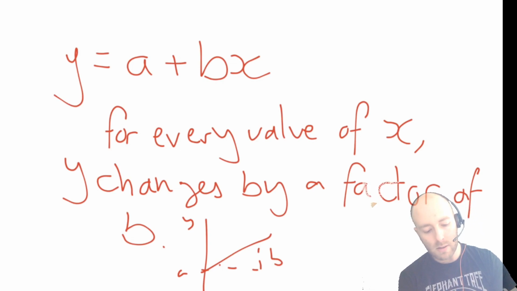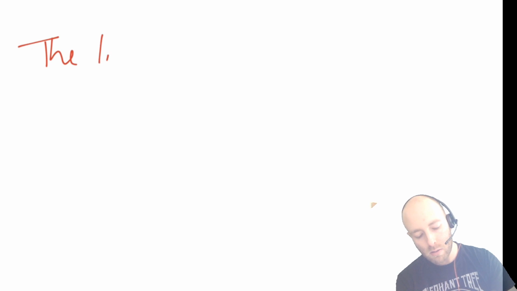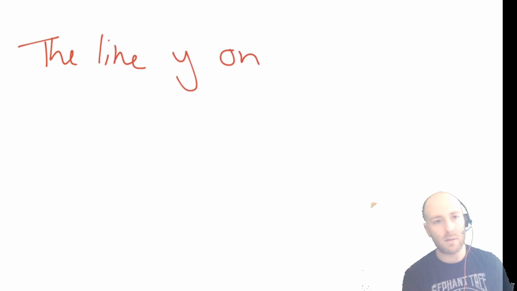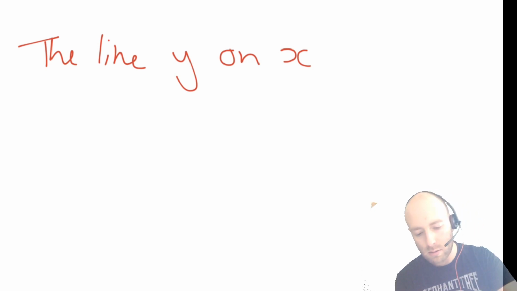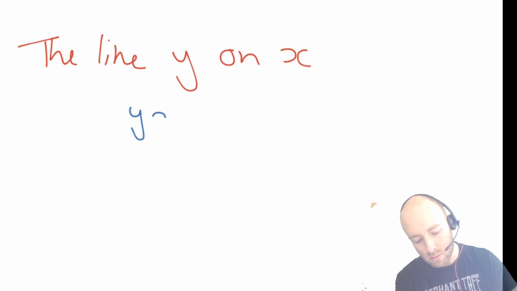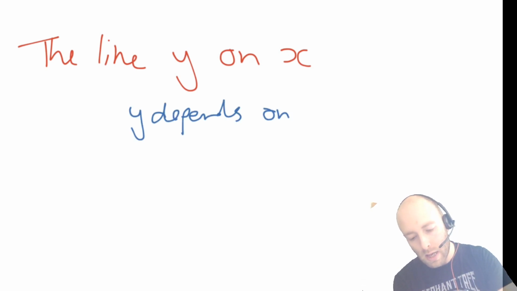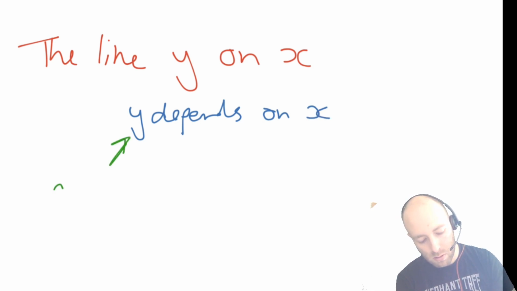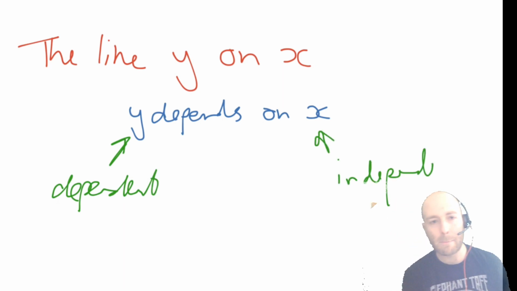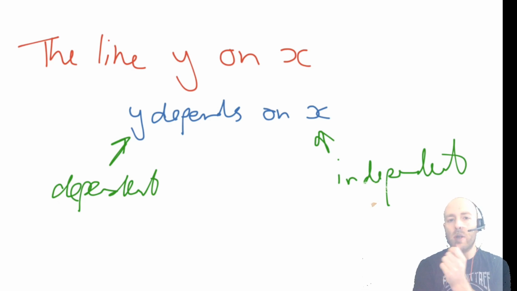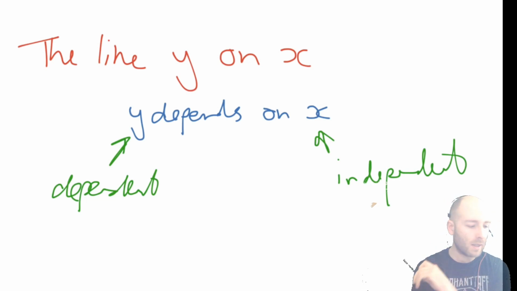We call this the line y on x because y depends on x. And remember, this was our dependent variable, and this was our independent variable. So when you're doing this, you have to decide which variable belongs on the x-axis. The x one is the one that's causing the change. If you don't think either is causing the change, it doesn't matter. But we ought to have on the x-axis the variable we suspect is causing the other one to change.